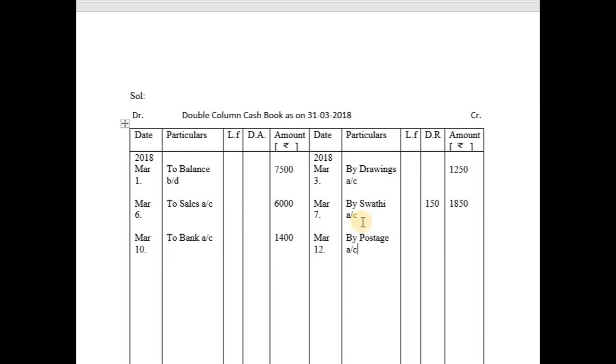By postage account. What is the amount you are paying for postage? You are paying rupees 200. So 200 will be recorded as amount. So the amount will be taken as 200.